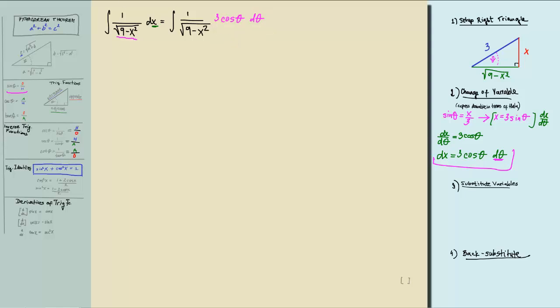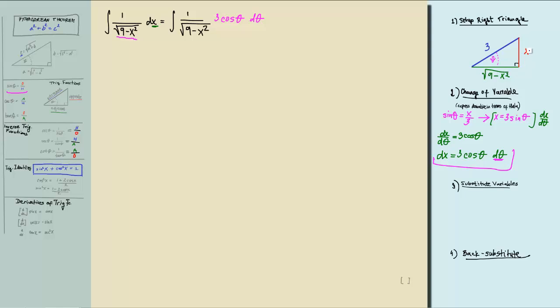Everything must be in terms of the same variable, so we cannot have mixed thetas and x's, which brings us to the next step, which is to substitute variables. Substitute everything. Where you see x, you need to have it in terms of theta. Again, it's useful to use our triangle and what we know about trigonometric functions. So we need this side, which is the adjacent side, to be at the bottom.